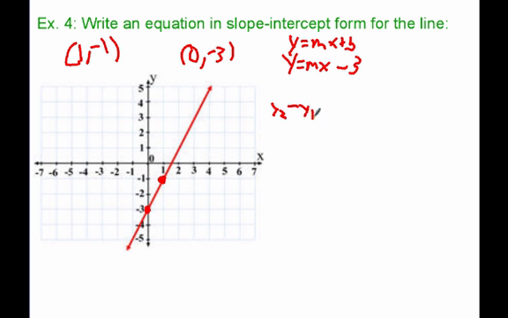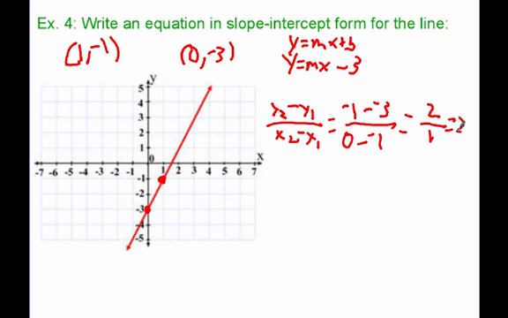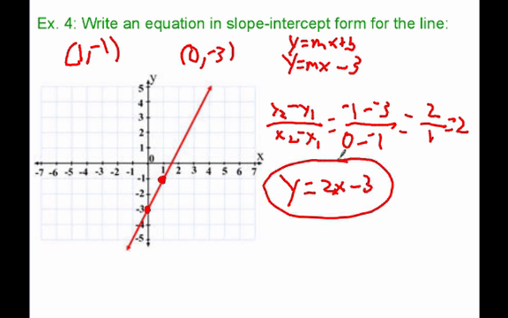y2 minus y1 over x2 minus x1. That's going to be negative 1 minus negative 3 divided by 0 minus negative 1. Negative 1 plus 3 is 2 over 1, which is 2. So I know that my slope is 2. I know my y-intercept is negative 3. So my equation is y equals 2x minus 3. That's all we have to do.